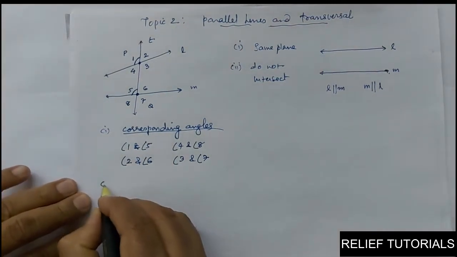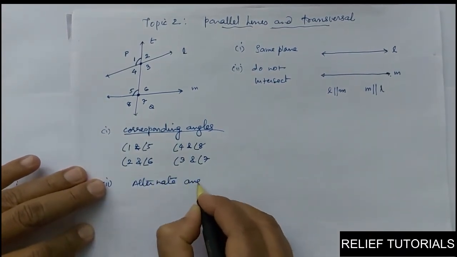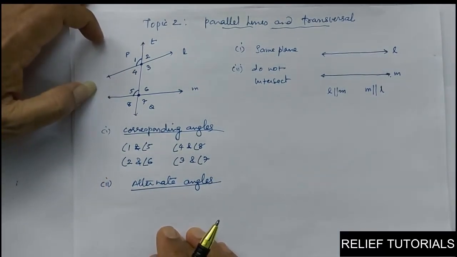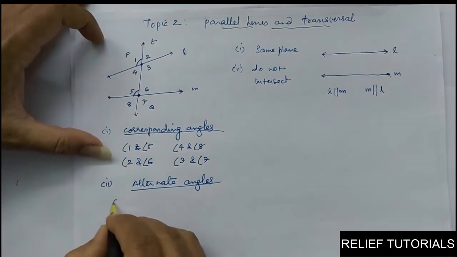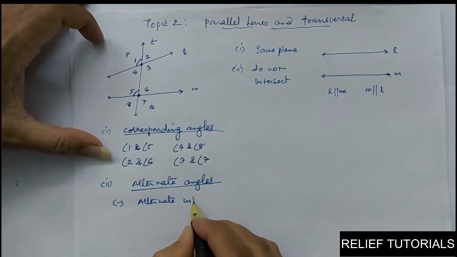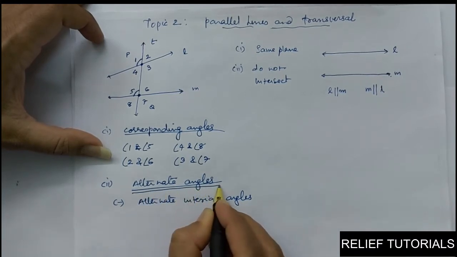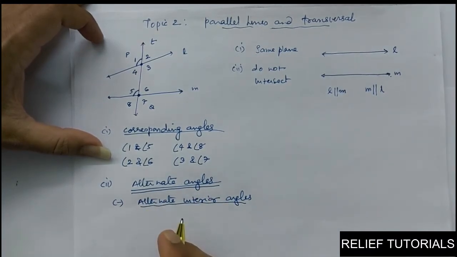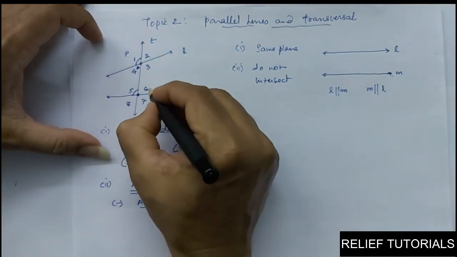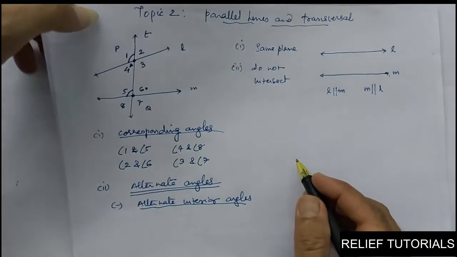Then we will discuss alternate angles. Alternate angles are of two types. The first one is alternate interior angles. So which are alternate angles? See this angle 4 and angle 6. These are alternate interior angles.